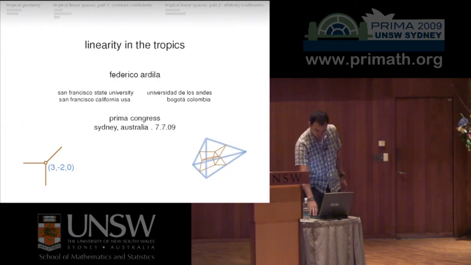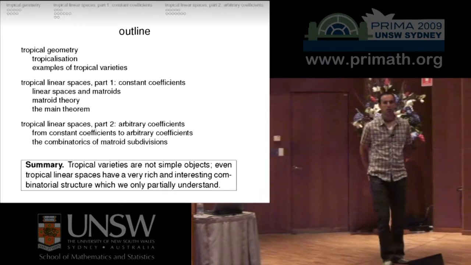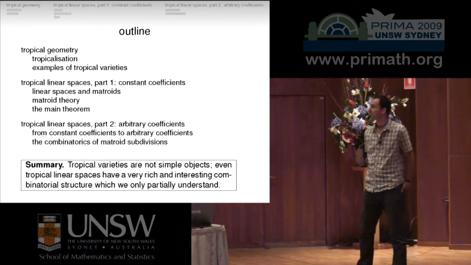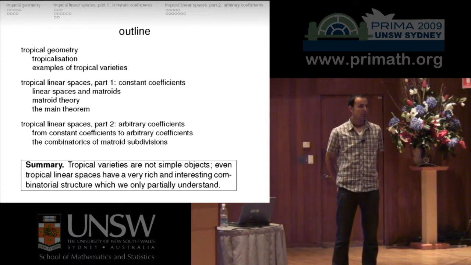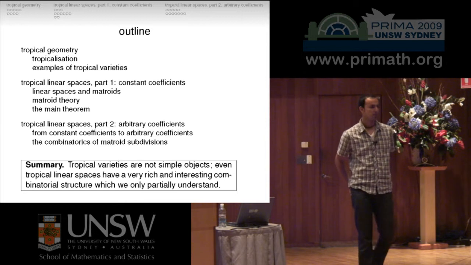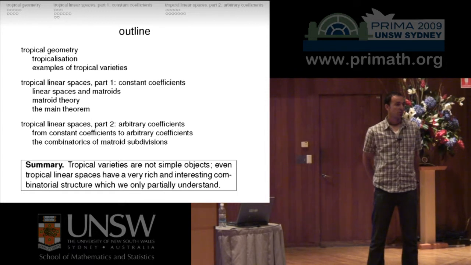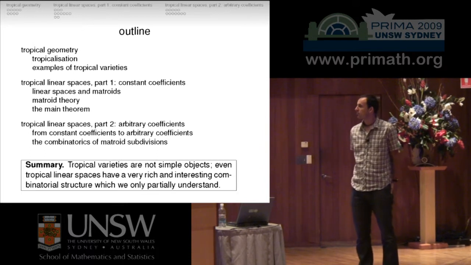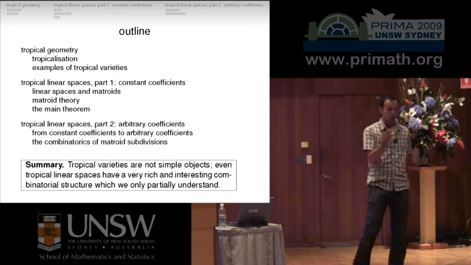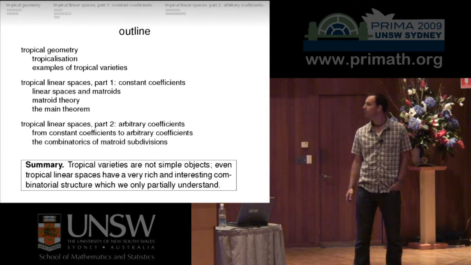Okay, so let me start by just giving you a brief summary of what I plan to tell you about. So the first thing that I would like to do is just tell you some general things about tropical geometry, some very general things of what the subject is about. And then I will start telling you about the main subject of my talk, which is tropical linear spaces. Okay? And I will tell you that there's kind of two natural cases that one needs to consider for tropical linear spaces. There's a constant coefficient case and an arbitrary coefficient case. And I will tell you how that goes.